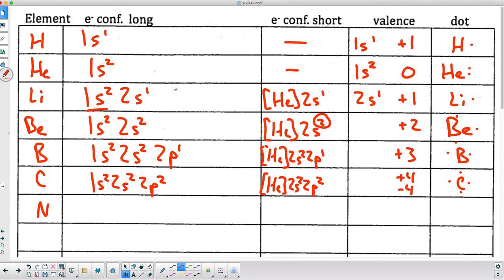Nitrogen is next. Nitrogen is 1s2, 2s2, 2p3, like that. This would be helium, like that, 2s2, 2p3. Now it makes more sense for the 5 valence electrons that nitrogen has to gain 3 electrons than it is to lose 5. So in that case, the valence for nitrogen would be a -3.